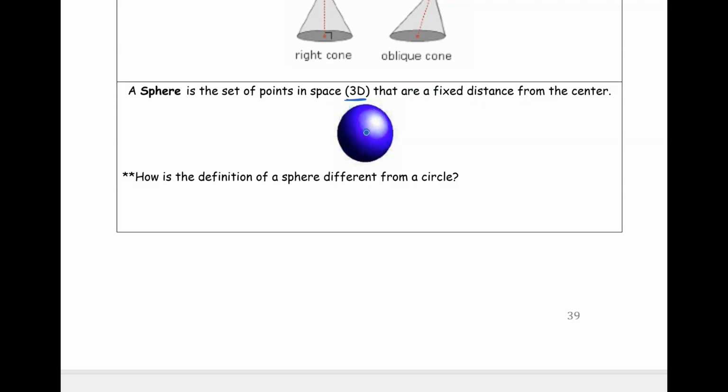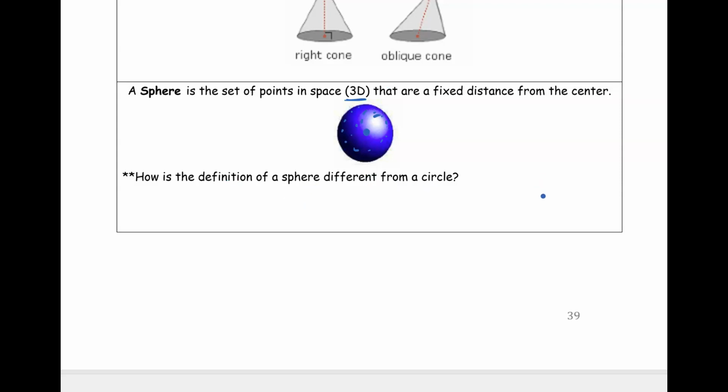So imagine the very center of a ball, and imagine that you're actually holding a real ball in your hand. It'll be easier to think about. Imagine the very center of a ball, like a baseball, and then imagine all of the points around it in all of the different directions. If you were to connect that center with all of the different points at a fixed distance around it in 3D space, then that's how we create this sphere. And I put a little note here. How is the definition of a sphere different from a circle?